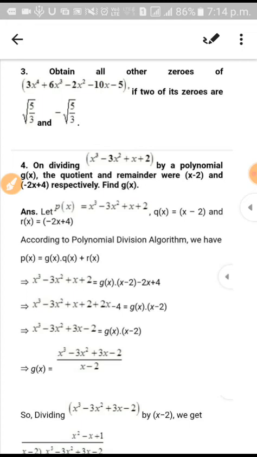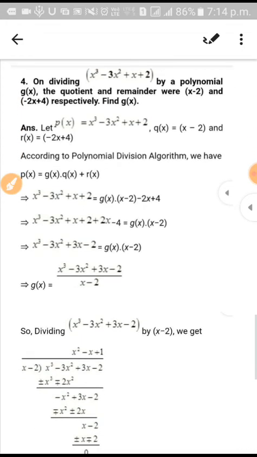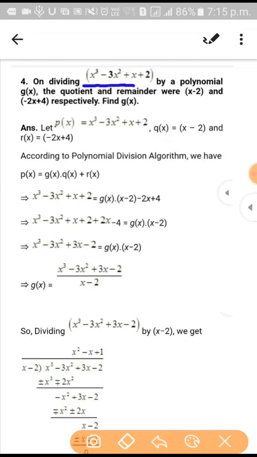Let us take the next one, question number 4. So in question number 4, what is it? On dividing x cube minus 3x square plus x plus 2 by a polynomial gx, the quotient and remainder are given. We need to find gx. So we will use division here.